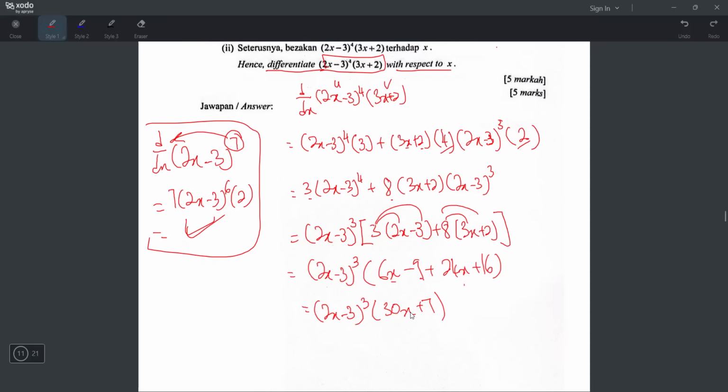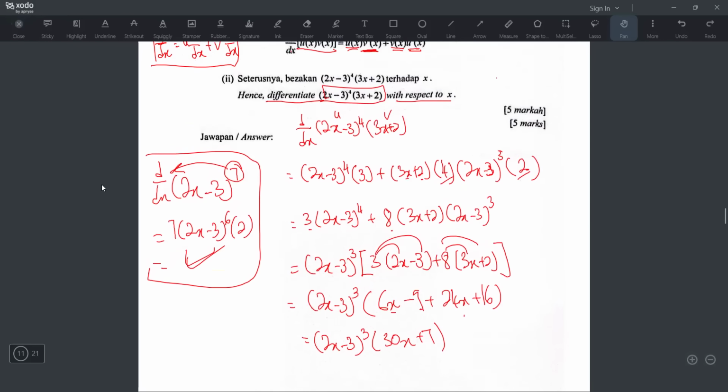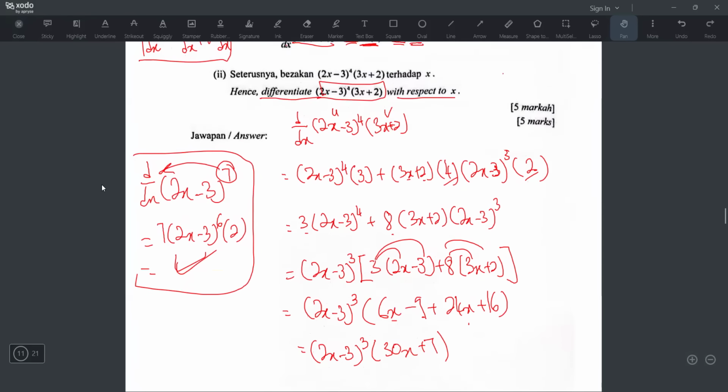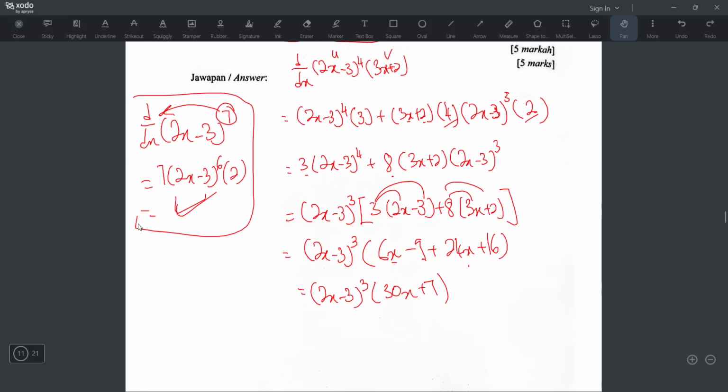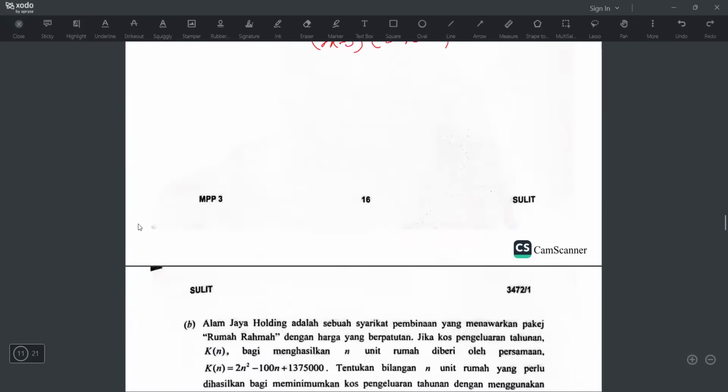So let's check. Can you factorize this? I don't think so. 30 and 7, can I factorize? No. 30 and 7, you can't divide with any number, right? 37 cannot divide with any similar number, because 7 is a prime number. So yeah, that's all. That's the answer. Okay, all right, let's move on.